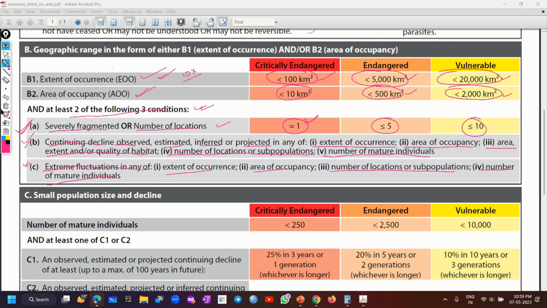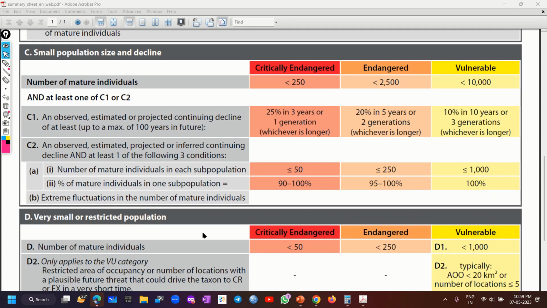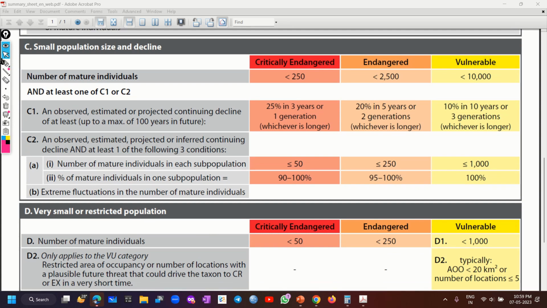Next, C. C is about small population size and decline. So if you see the C point, then we can understand that the number of mature individuals, as we talked earlier in the B criteria, is what matters. A number of mature individuals less than 250 is critically endangered. Less than 2500 is endangered. Less than 10,000 is vulnerable. And at least one of C1 or C2.